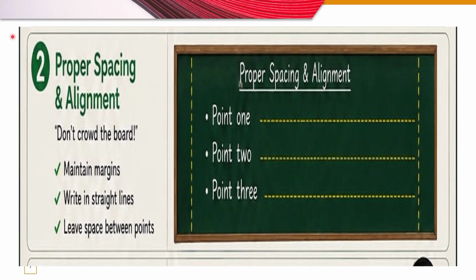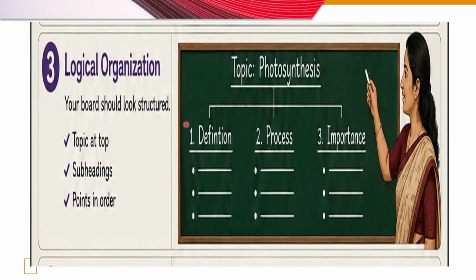The next one is proper spacing and alignment. Don't crowd the board. Maintain margin. Write in straight line. Leave space between points, as proper spacing and alignment is very important for your board work. It is visually appealing also, and it also helps the children to understand what is written on the board. It is not messy and it doesn't confuse the students.